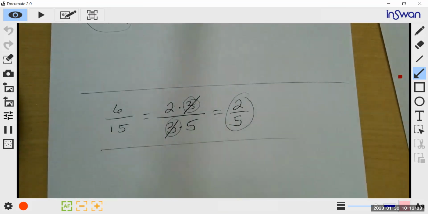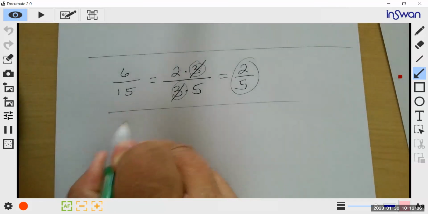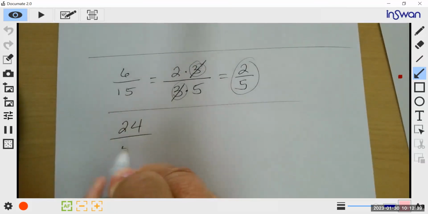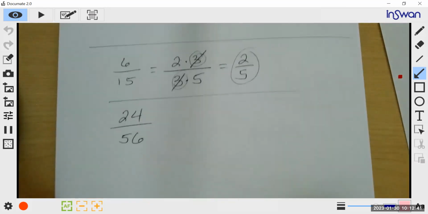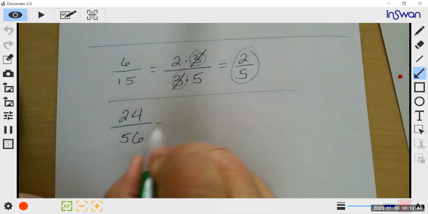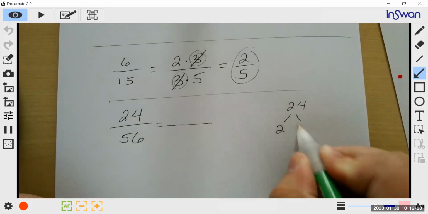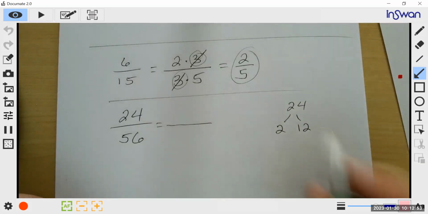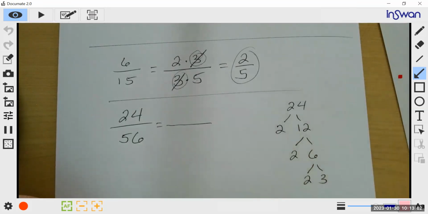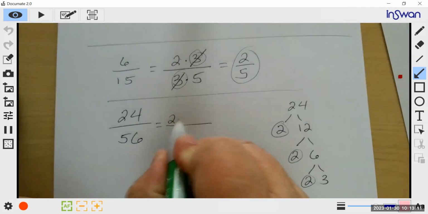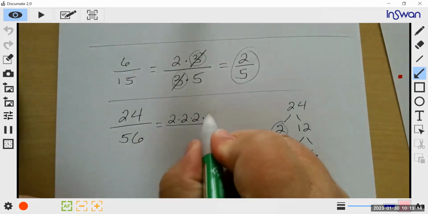Let's try another one. 24 over 56. So 24 is made up of 2 times 12. 12 is made up of 2 times 6. 6 is made up of 2 times 3. So it's 2, 2, 2 times 3.